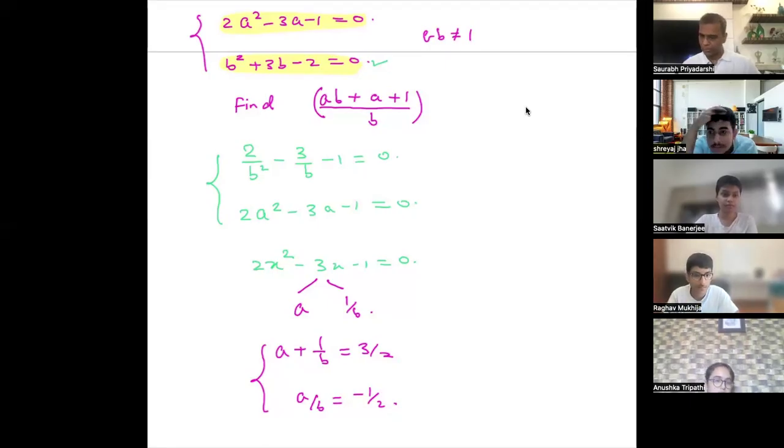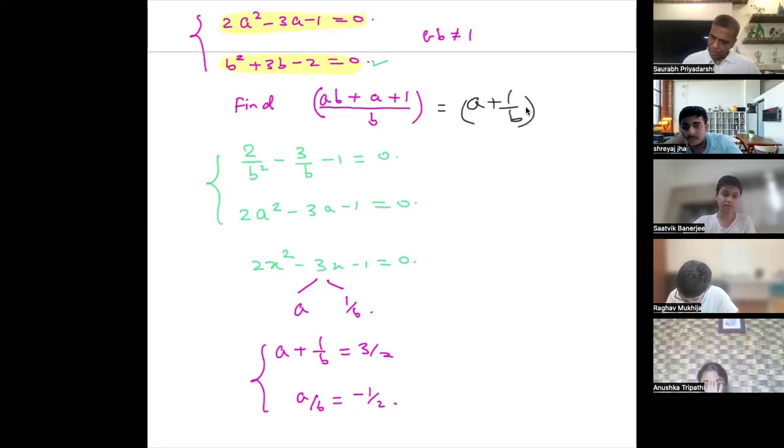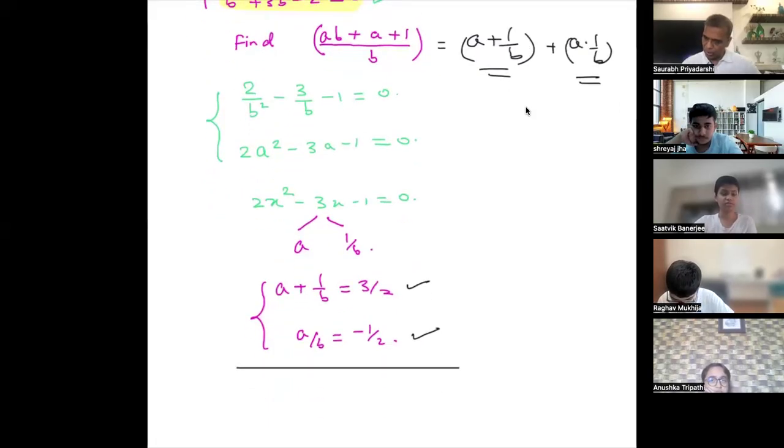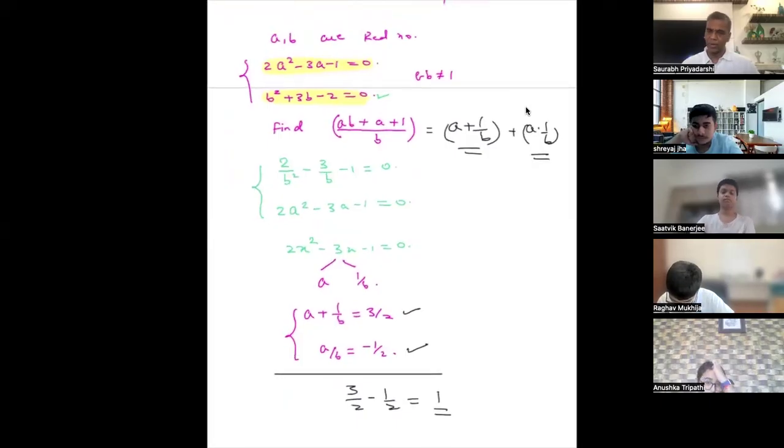Sir, very good, he understood dividing by b square. Only for this, what you have to find is a plus 1 by b plus a into 1 by b, meaning the sum of the roots plus the product of the roots. The addition of these two will be 3 by 2 minus 1 by 2, which is 1. Okay.